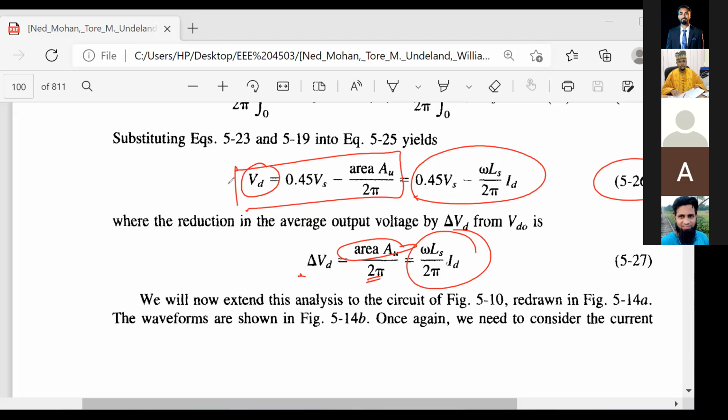This average will decrease. So it depends on the frequency as well as the source inductance and also the output current. So this is for your half wave rectifier. Now we can analyze the same thing for the full wave rectifier.